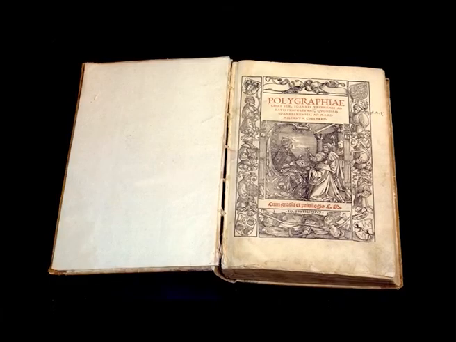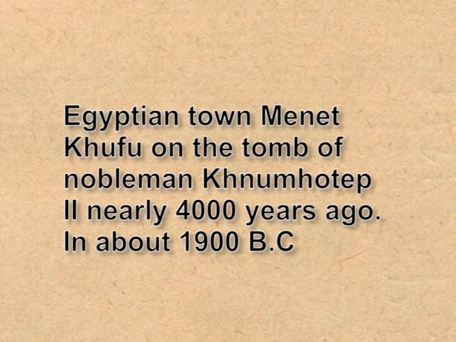Let us start with this module with the era of the ancient Egypt. The initial known text containing mechanism of cryptography originates in the Egyptian town Menet Khufu on the tomb of nobleman Numenhotep II, nearly 4,000 years ago. In about 1900 BC, Numenhotep's engraver drew master's life in his tomb.